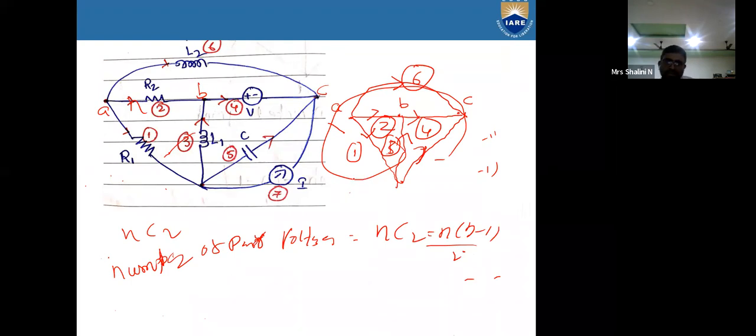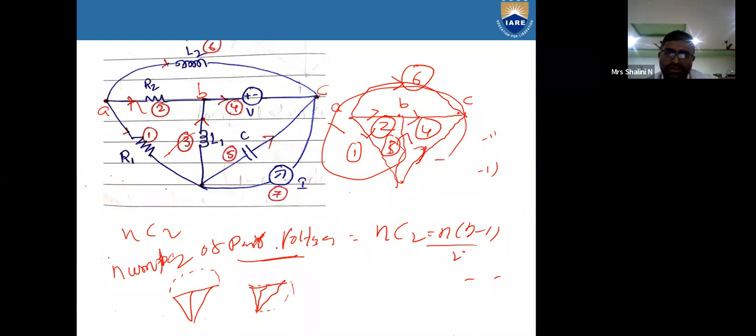It is the same for complete graph, incomplete graph, and incomplete specific graph also. This is your incomplete specific graph here. What is a pair voltage? A pair voltage is where you put one voltage source.